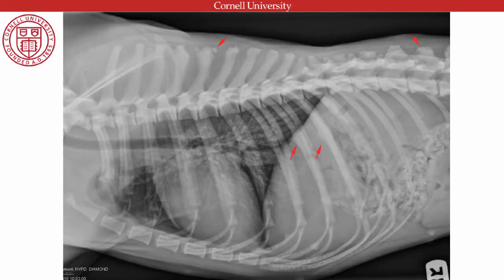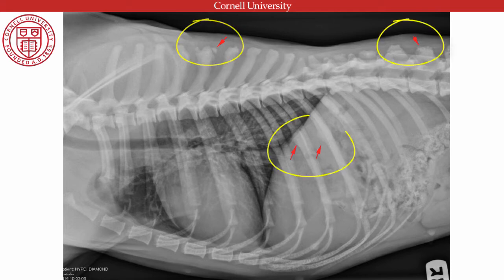She also has chip fractures along her spinous processes here and here. Actually, there are multiple more. And she has rib fractures in remodeling phase. You can't see the fracture line, so remodeling phase. 1, 2, and I think there are a couple more along here.